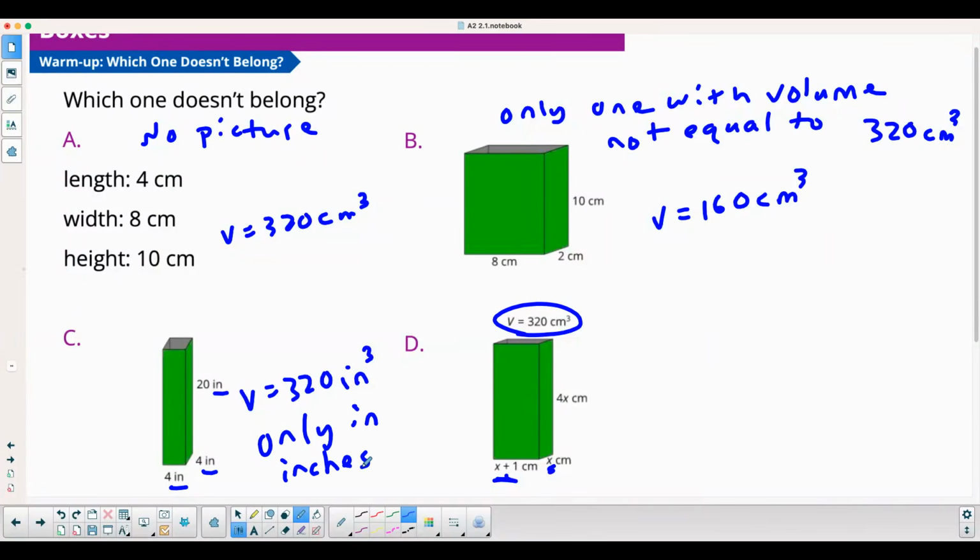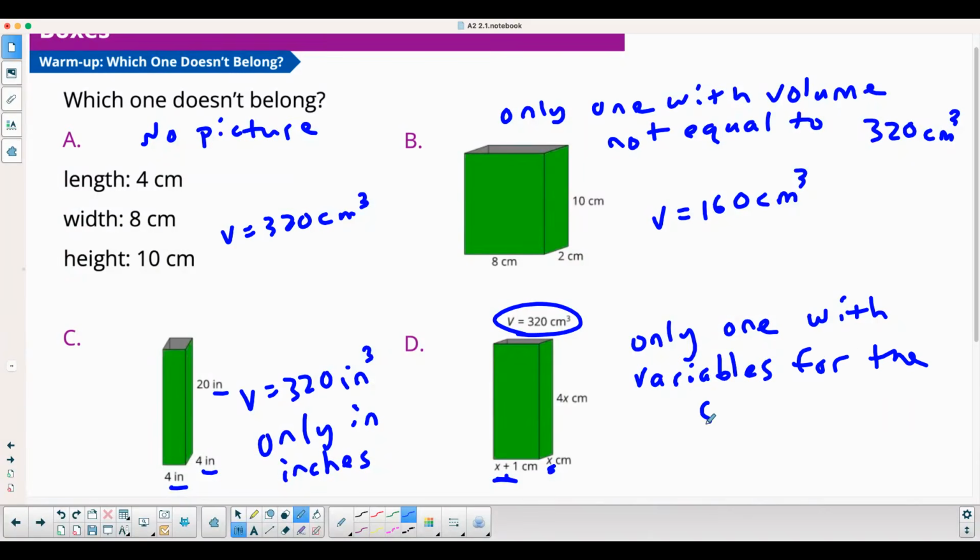And then this one, you could say it's the only one with variables for the sides. Now, luckily, we only have one variable. The only variable there is x. Now, this is 4x, and then this one here is x, and then this one's x plus 1. But luckily, we don't have x, y, z. We don't have multiple variables, so that's kind of nice.